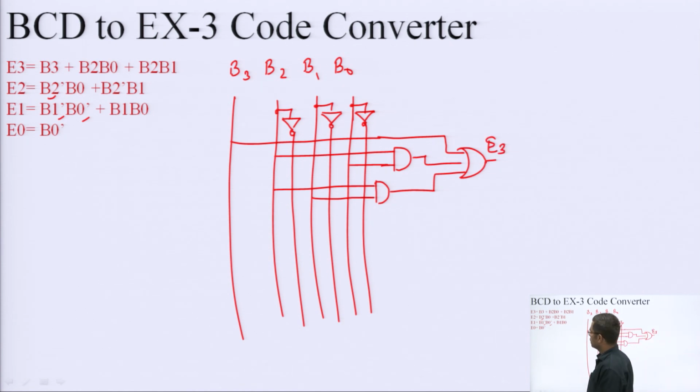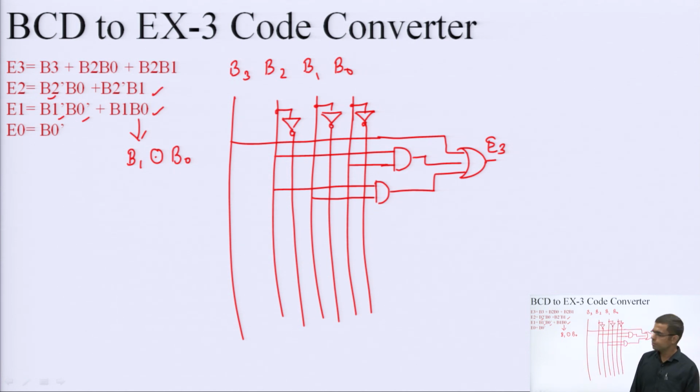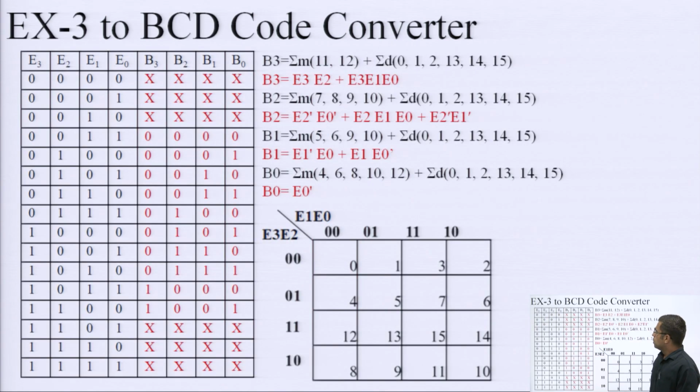Similarly, you can proceed with the remaining part: B2 bar B0, B2 bar B1, and B1 bar B0 bar plus B1 B0. This can be directly written as the XNOR of B1 and B0. So, you can proceed with this circuit realization. Now, let us come to the converse part of this.